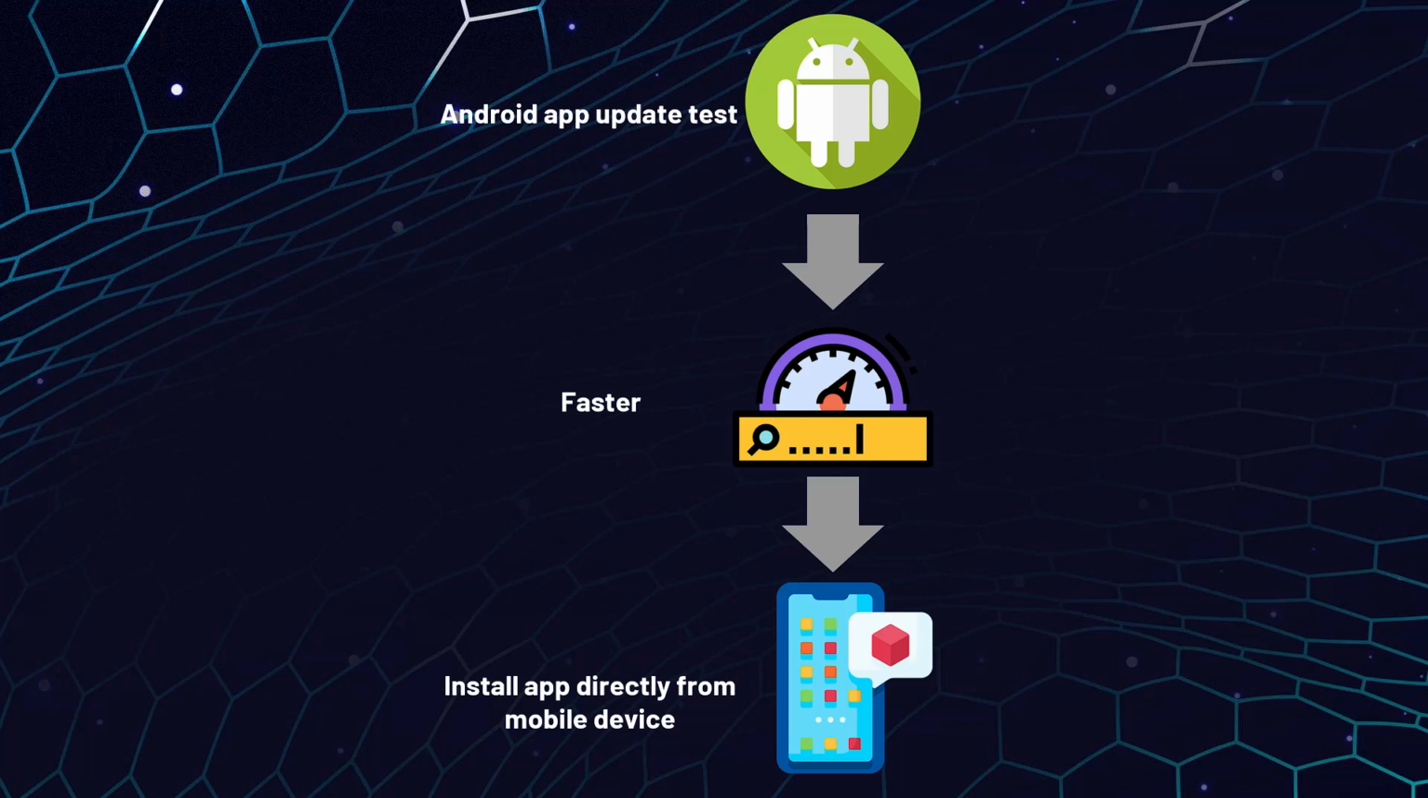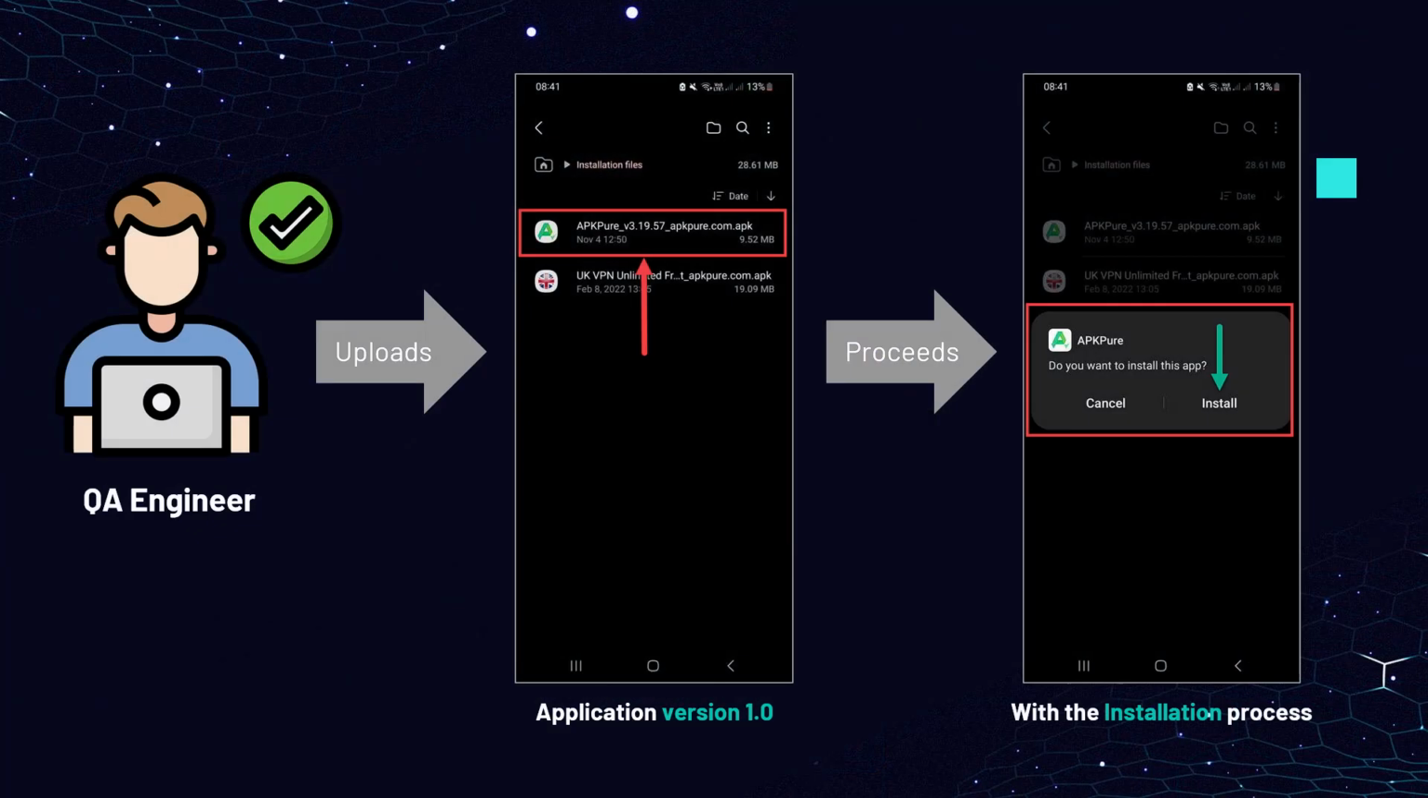Making an update of the app on an Android device directly involves using APK files with different versions of the application. For example, the QA engineer uploads the APK installation file with the application to the destination folder of the Android device, such as application version 1.0, and proceeds with the installation process. Then QA uploads the application version 2.0 to the same device and clicks on it. As version 1.0 was installed previously, the pop-up appears with the update option and the tester proceeds with the updating process, which is the same as from the Google Play Store.